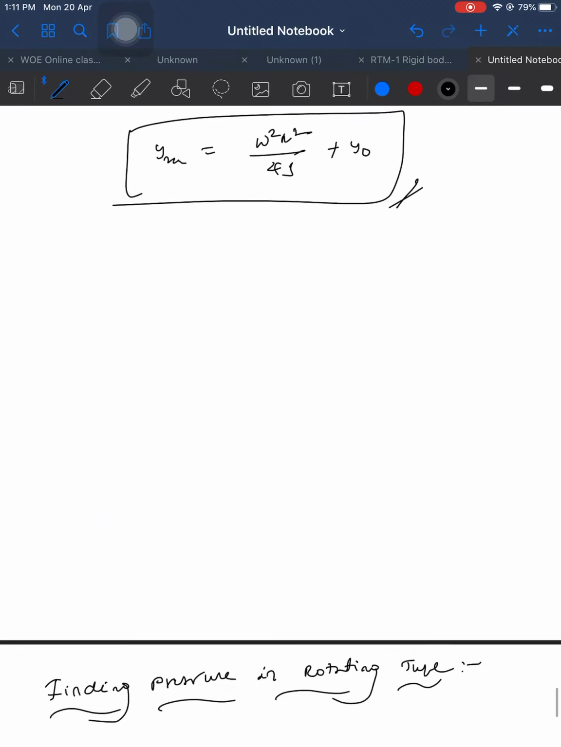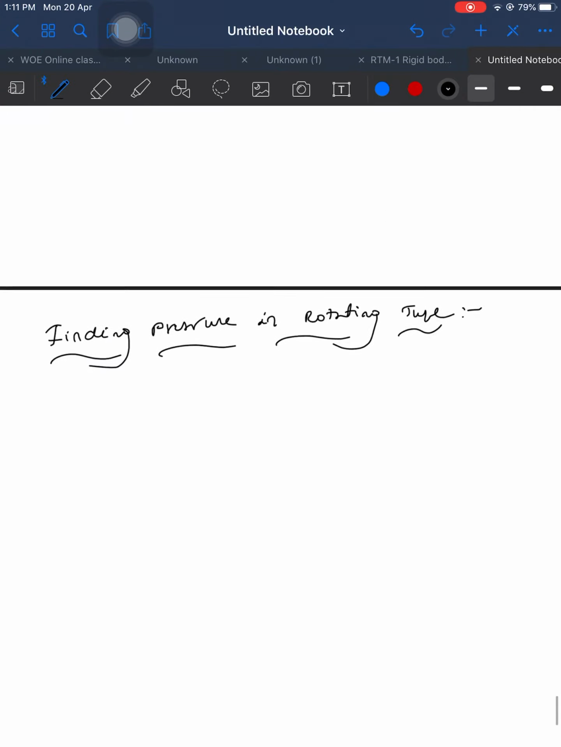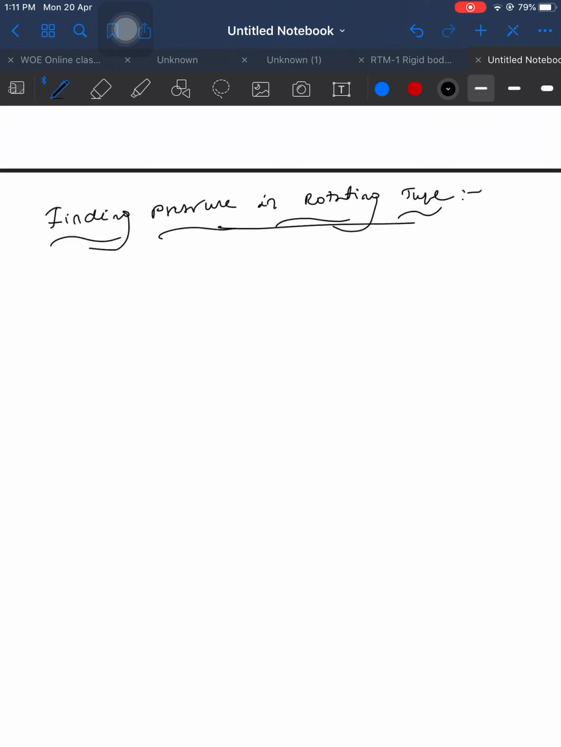Okay, so we can do the problems now, starting with finding pressure in a rotating tube. Listen, this is the last and simple section. A liquid is filled in this container. It is horizontal.